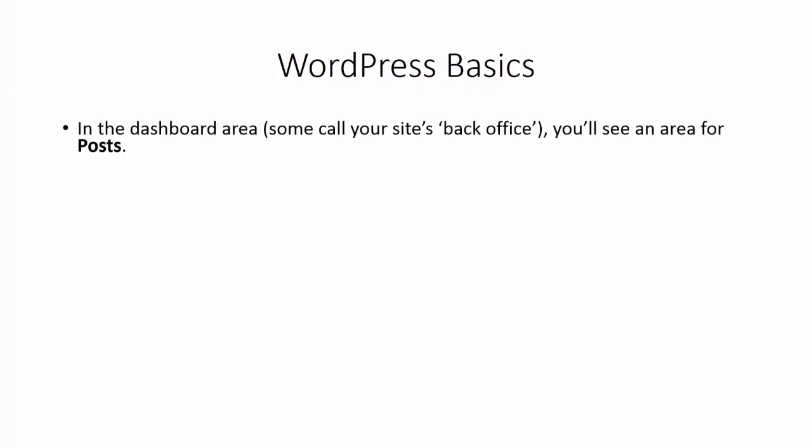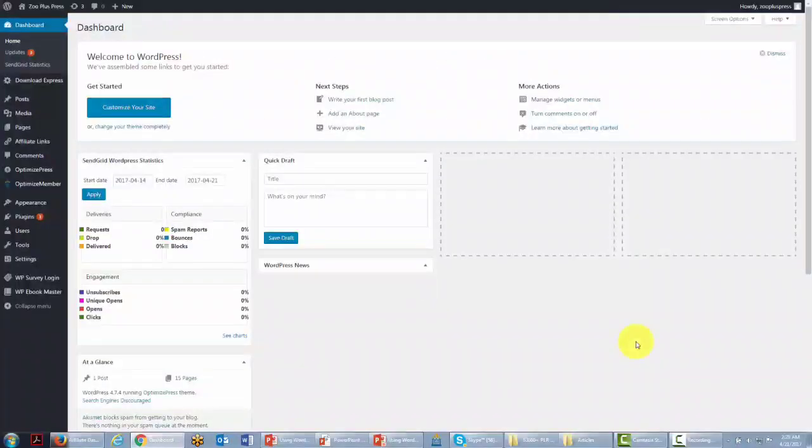business. Now in the dashboard area, that some people call your site's back office, you'll see an area for posts. In your dashboard area, you'll see it on the left-hand side menu. If you hover over it, you'll see that the posting section has all posts, add new post, categories, and tags within the submenu.